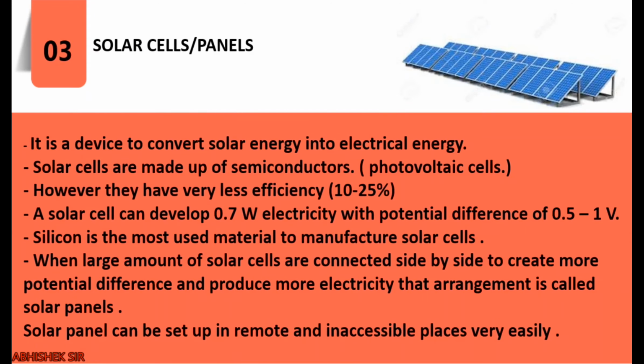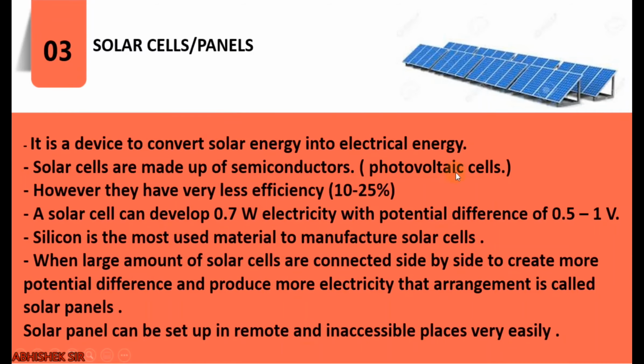Now, the most important part, that is solar cells or panels. A solar cell is a device to convert solar energy into electrical energy, and they are made up of semiconductors. Semiconductors might be silicon, gallium, germanium, etc. So these are used in making of solar cells. They are also called photovoltaic cells.